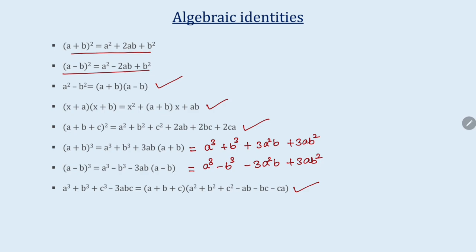इसके अलावा भी कुछ आइडेंटिटीज़ होते हैं जो हम किसी दूसरी आइडेंटिटी से डिराइव कर सकते हैं, like we have a cube plus b cube and a cube minus b cube. So these two identities can be derived from (a plus b) whole cube and (a minus b) whole cube.